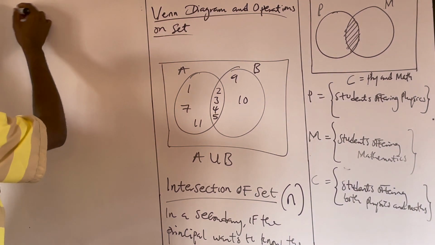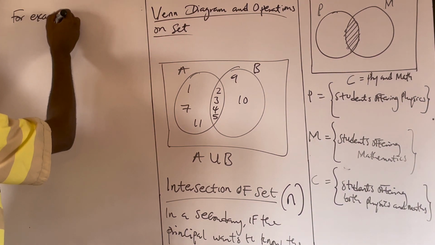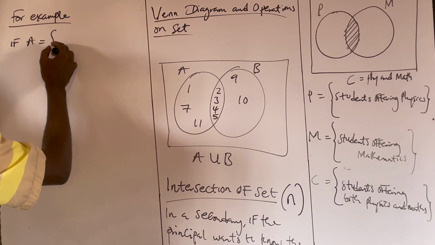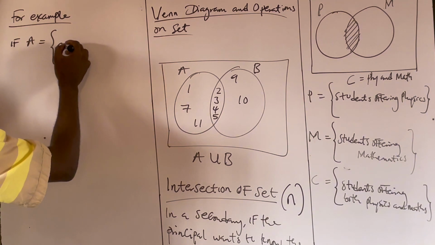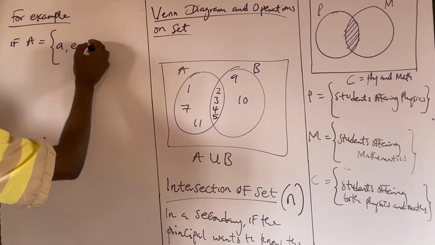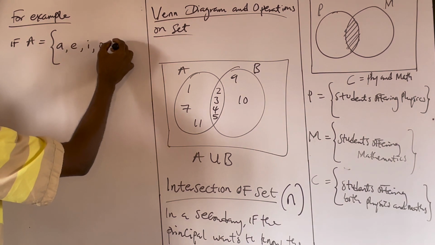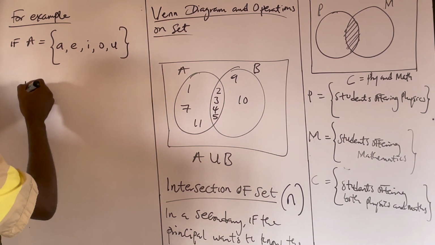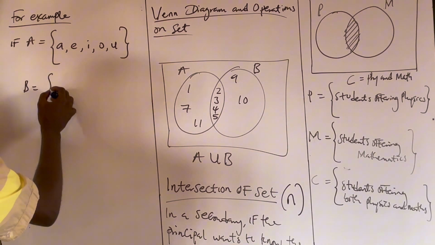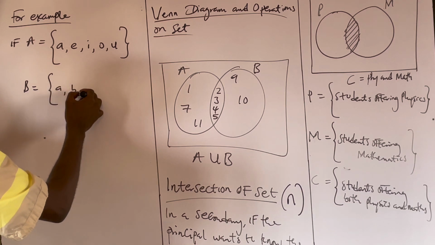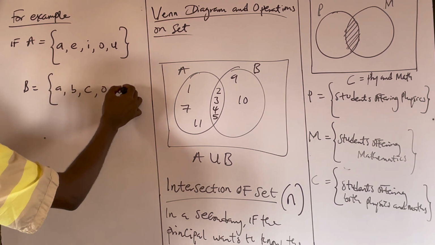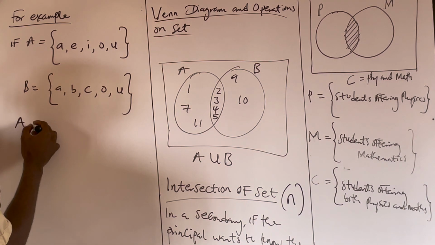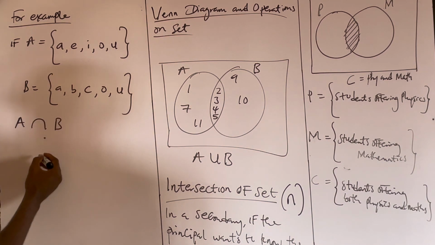So now, for example, if A is equal to A, E, I, O, U, that is vowels. You know these vowels. And B is equal to A, B, C, O, U. Now the intersect, that is A intersect B.